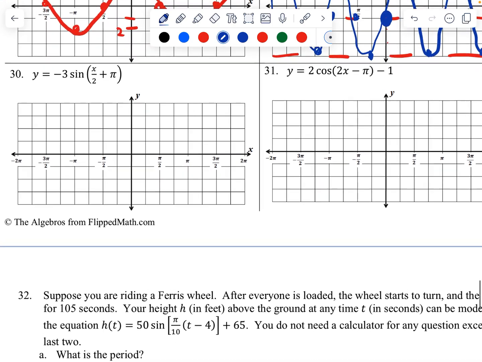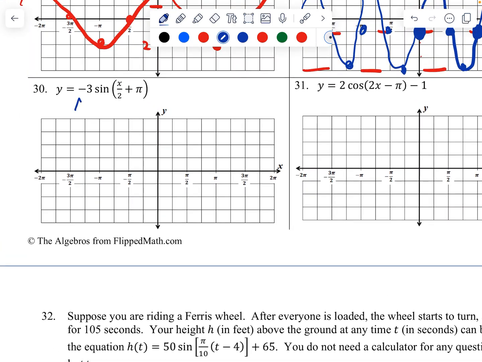Okay, so the next ones have some right-left shifts. So again, here's our amplitude. Ooh, and we have to factor this one. So let's factor out the half. -3 sine, half x plus pi over half. And what is pi divided by 1/2? Well, that's 2 pi, okay?